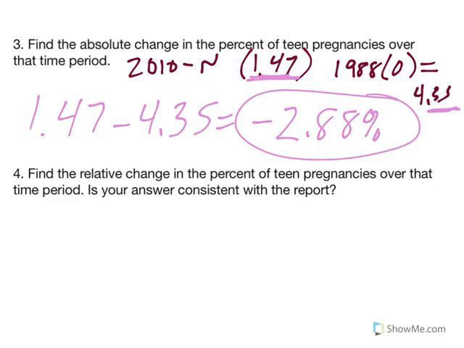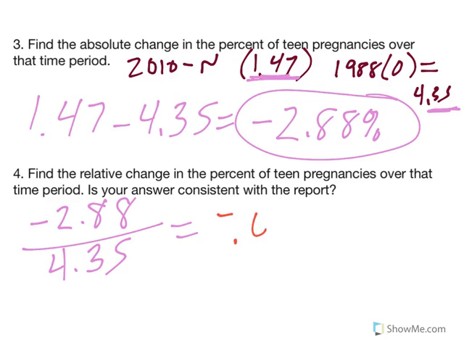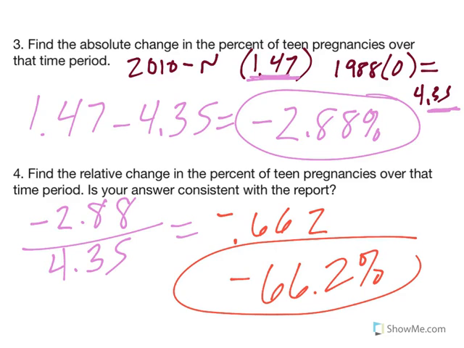All right, so if we look at number 4, we take our new minus old, which is negative 2.88, and divide it by old, which is 4.35. This gives us an answer of negative 0.662, which is negative 66.2%. And this is consistent with the report because the report said it declined 66%. Well, there it is. The decline is negative, and then we have 66%.